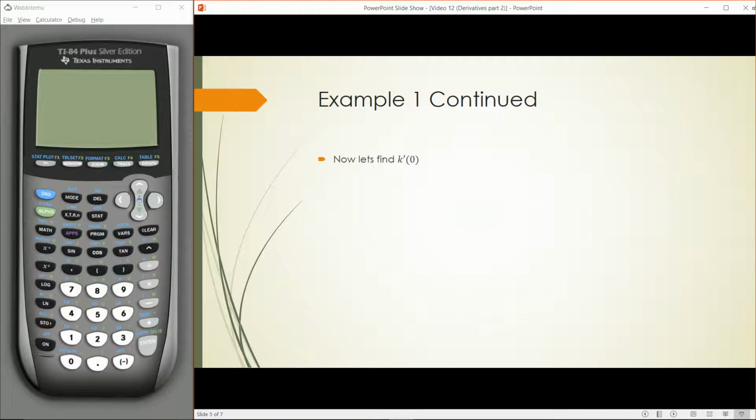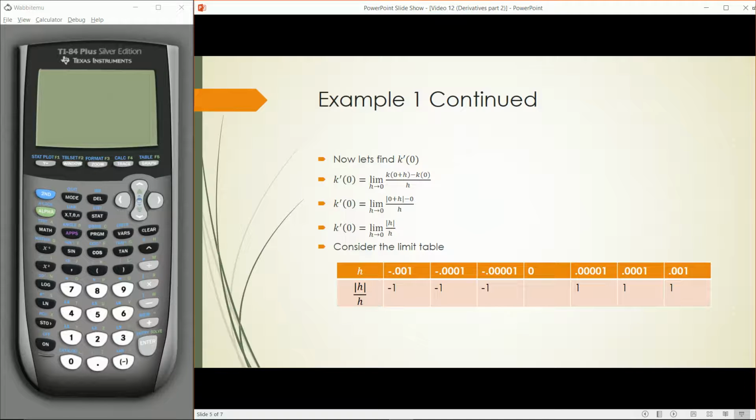Now let's find it at 0. So if you put that in, you get basically the absolute value of h over h, which, you have to keep in mind, if you look at the limit table, if h is negative, that's going to be a negative 1. If h is positive, it's going to be a positive 1. So that means it does not have the same limit from either direction, so the limit doesn't exist. Therefore, the derivative does not exist at 0.